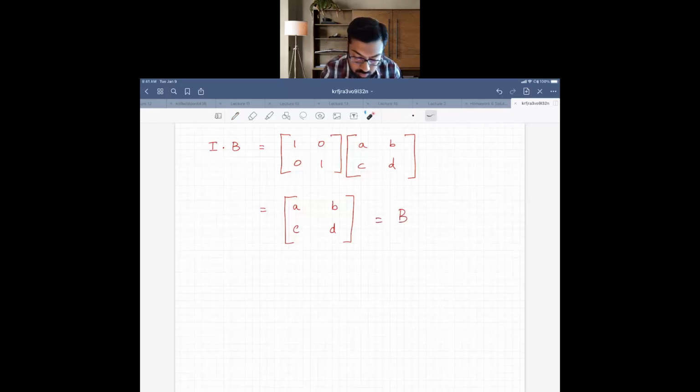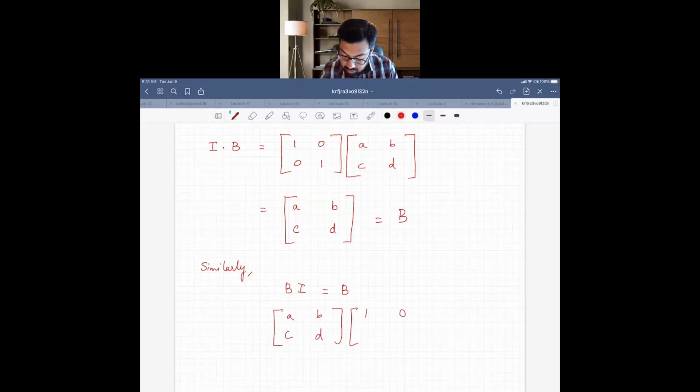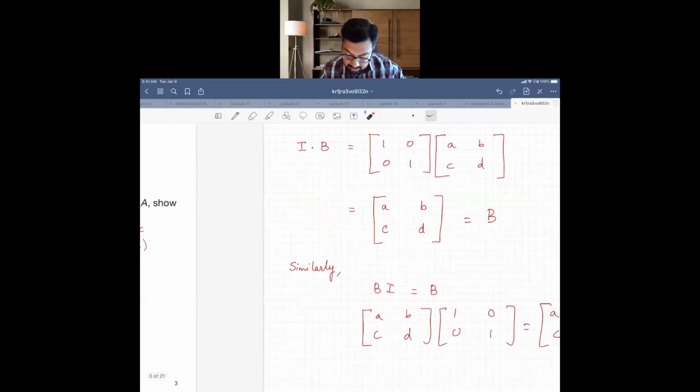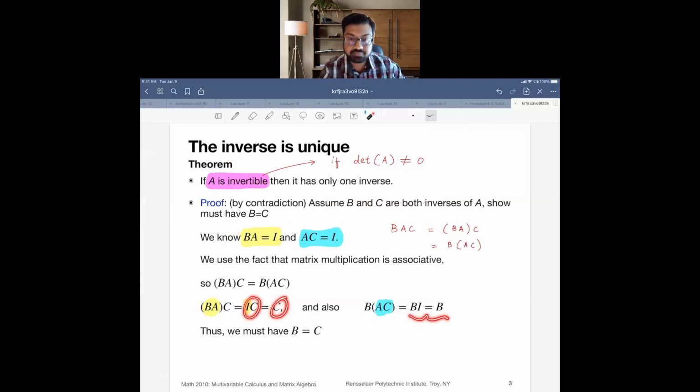Similarly, you could do B times I and you will get back B. So if you did A, B, C, D here and then you did identity, you would get back A, B, C, D. By running through the multiplication of these two, by doing the dot product between each row and each column in B and identity, you can prove that it will be equal. So I hope that answers the question that I can remove the identity matrix. And I did that over here, and I did that over here as well. All right, let's move on.